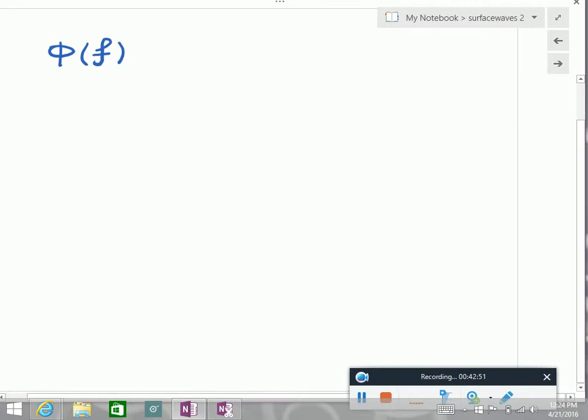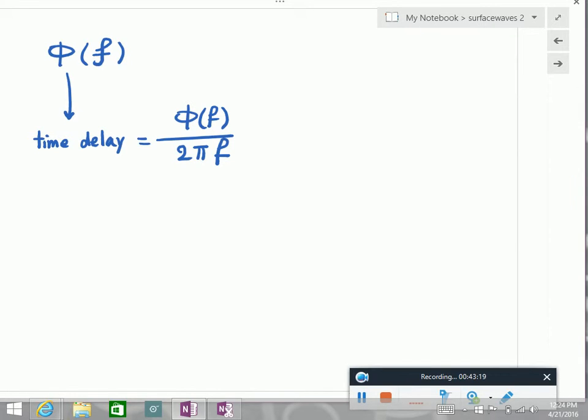Now we want to calculate the velocity at each frequency. How do we do that? Just like what you did before, the time delay is phase over omega, right? This you have done in homework number 1. And now we have the time delay for each frequency component.